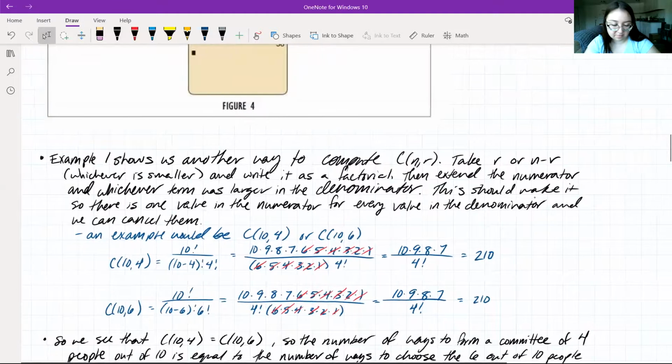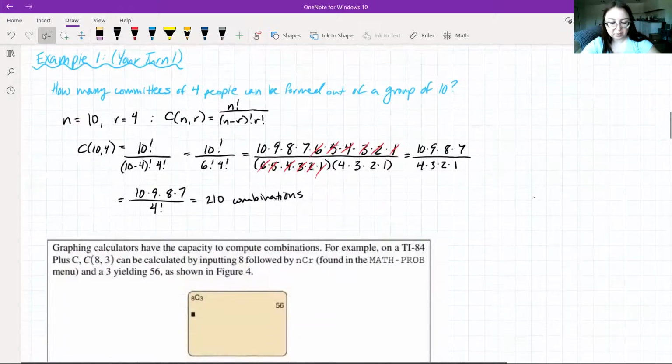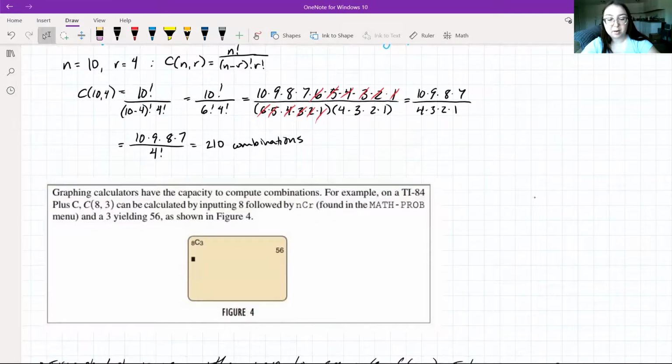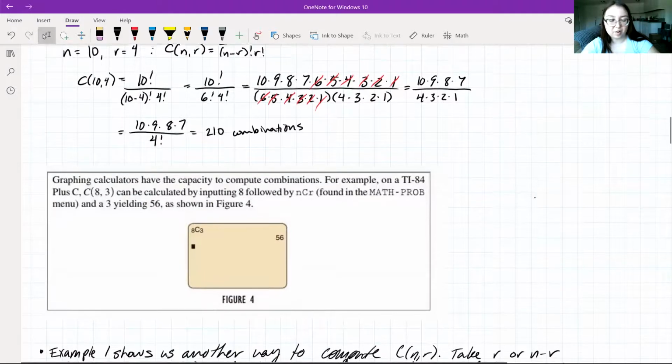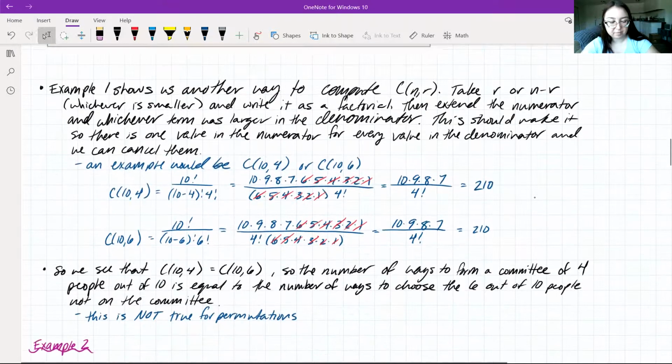All right. So example 1 shows us another way to compute our combination of n and r. We want to take r or n minus r, whichever is smaller, and write it as a factorial. Whichever value is smaller, you just leave it in the form of factorial. For our example, when we subtracted 4 from 10, that gave us 6 factorial times 4 factorial, and then 10 factorial is being divided by that. Since in this case our r is smaller than n minus r, we would leave our r factorial as r factorial without expanding it.